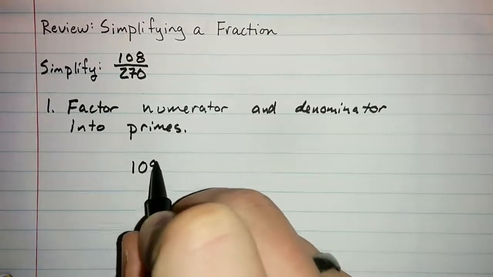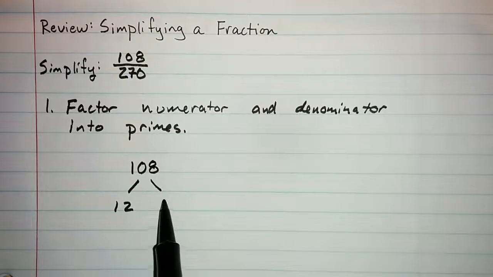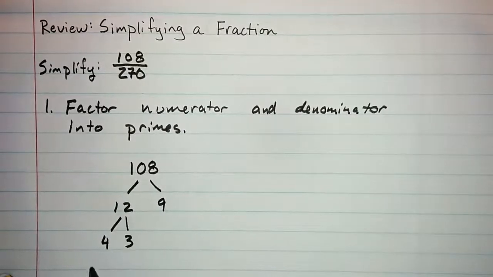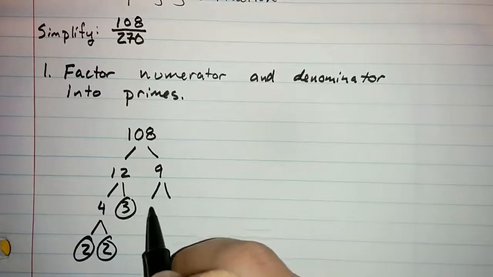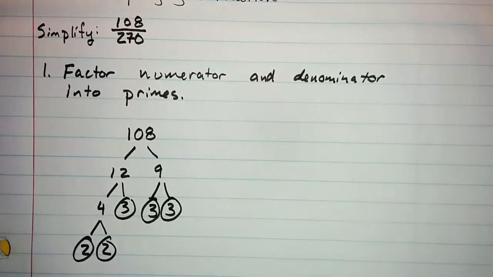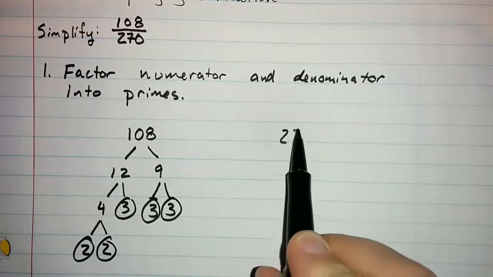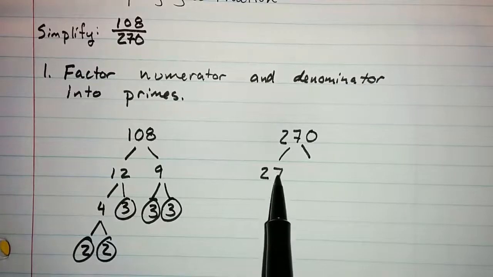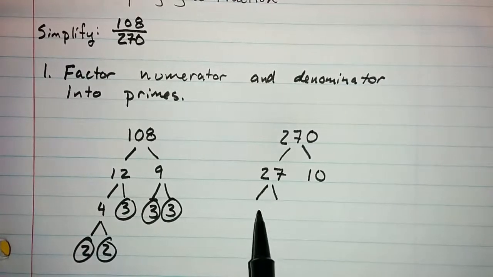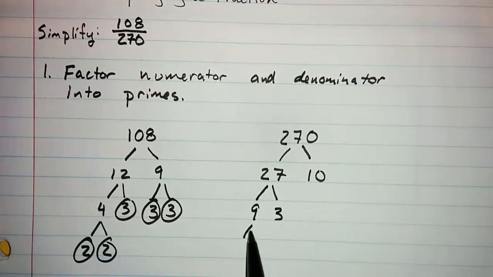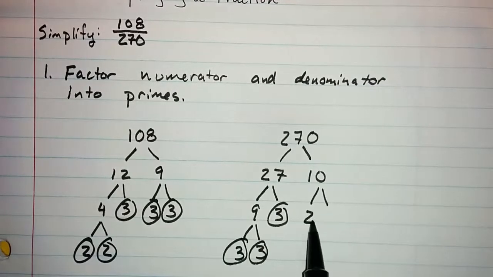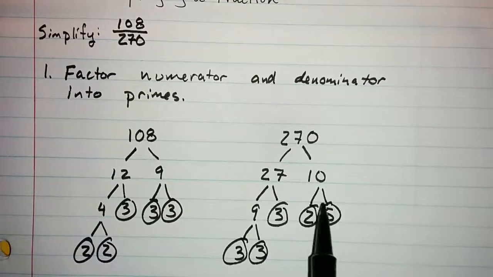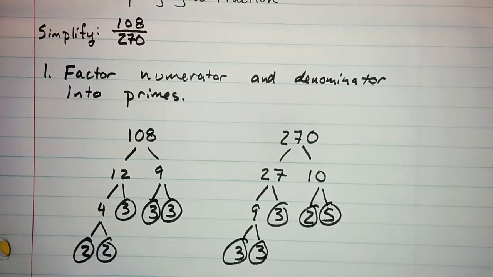So let's see, 108 is 12 times 9. 12 is 4 times 3, and 4 is 2 times 2. 9 is 3 times 3, and now all of my factors are primes. 270 is 27 times 10. 27 is 9 times 3. 9 is 3 times 3. And 10 is 2 times 5. And now, again, all of my factors are prime.